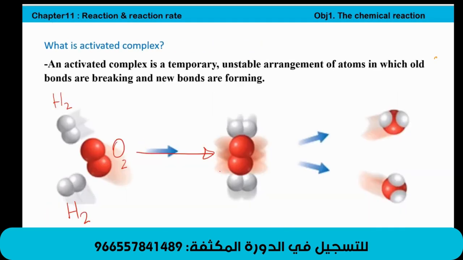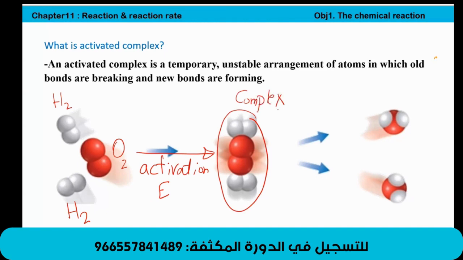Excellent. In order to collide, they must have the minimum amount of energy. We call it activation energy. Good. I give them the activation energy. Now I have my reaction. Once I have my reaction, a complex will be made. This complex is called the activated complex. It's not the permanent product. It's something temporary, an unstable arrangement of atoms. And then right after this, the product will be formed. Let's say my product will be 2 moles of H2O.